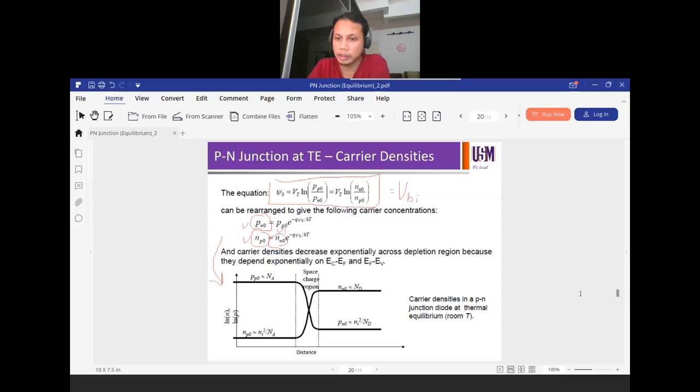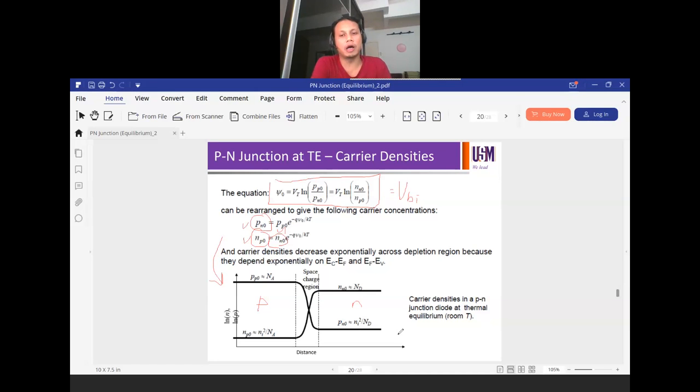Okay, let me check. P-type left and N-type right. Okay, P-type left and N-type right. Okay, all correct, good. So left is P-type, right is N-type, right? It's quite simple, right? Because you can compare majority carrier concentration and minority carrier concentration, whichever is higher. So since on the left hand side, the highest one is PP naught or NA, therefore it's P-type.